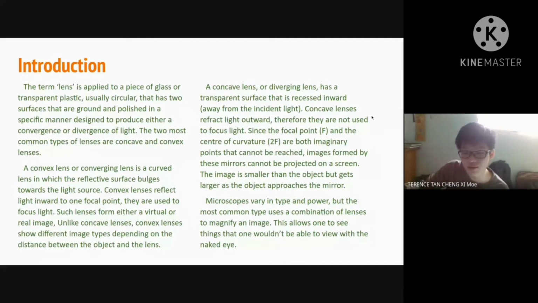Microscopes vary in type and power, but the most common type uses a combination of lenses to magnify an image. This allows one to see things that one wouldn't be able to view with the naked eye.